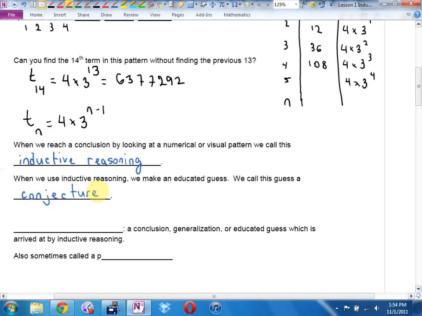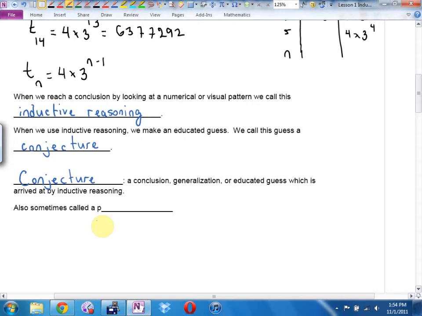Proving a conjecture, very, very tough. Disproving a conjecture, very easy. We'll talk about that a bit later. So, here's our official definition of conjecture. Conjecture: a conclusion, a generalization, or an educated guess which is arrived at by inductive reasoning.